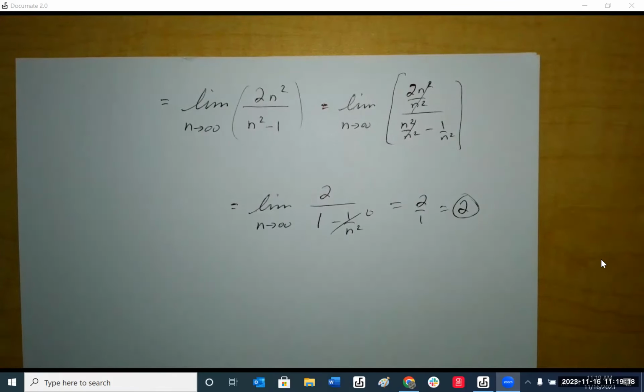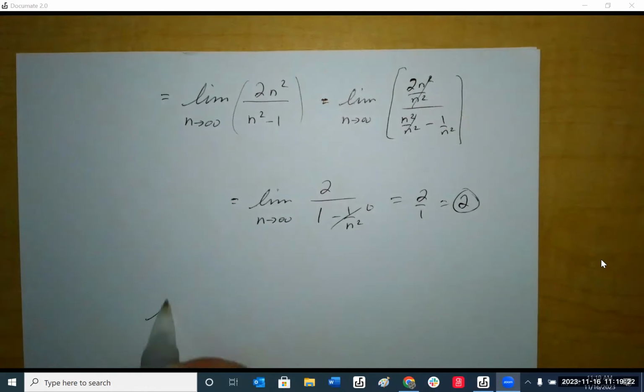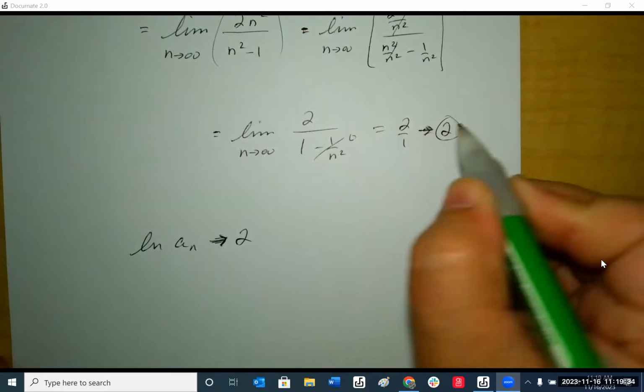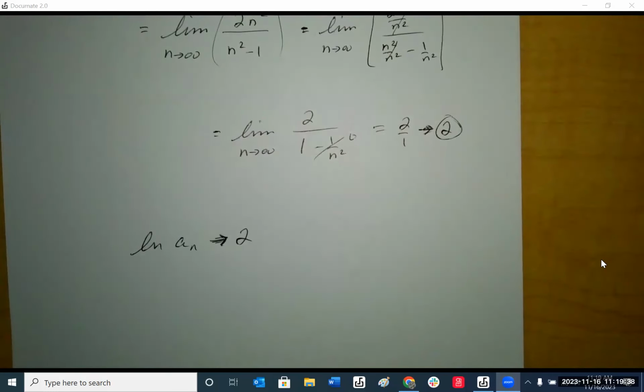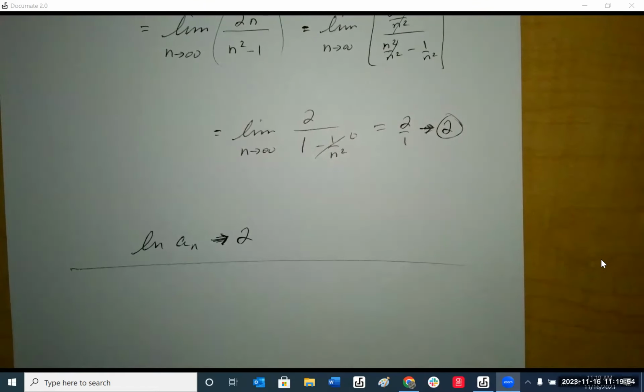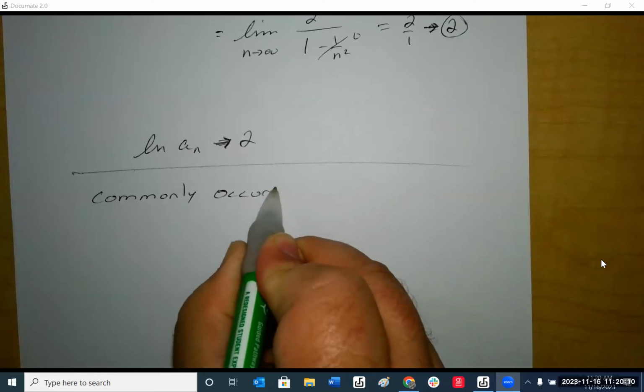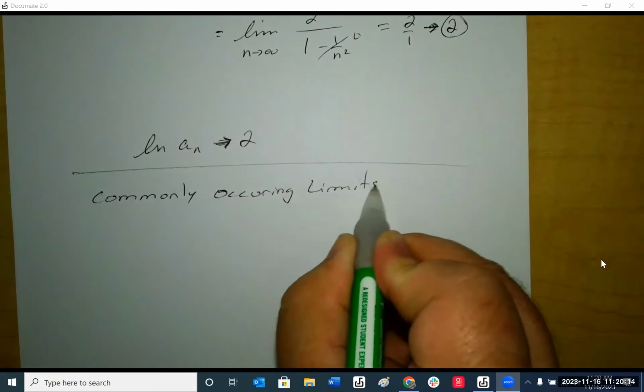So, okay, all this, on the left-hand side, we said ln of a sub n approaches 2, because this is our limit. Okay, we're getting pretty close to the end here. Now we have commonly occurring limits.